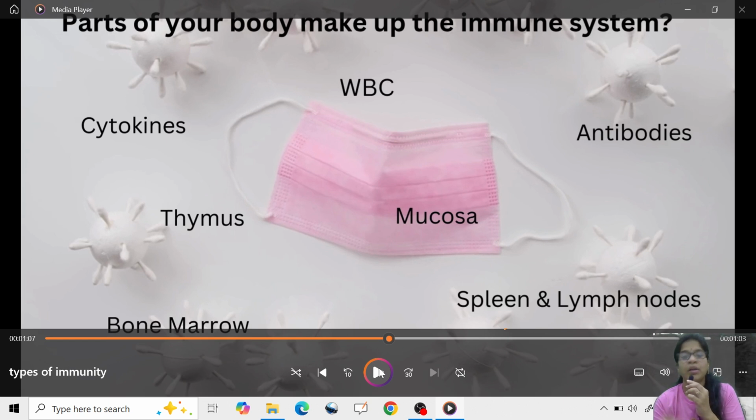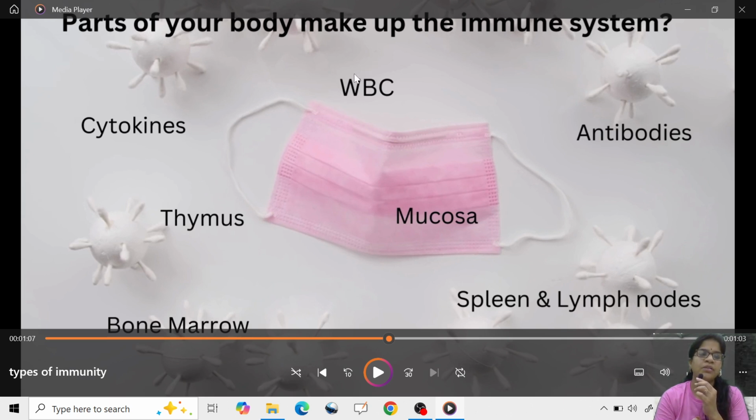If you go for the agranulocytes, you have either T lymphocytes or B lymphocytes, right? They are called lymphoid and myeloid lineage. That I will also cover in the coming class. So WBC plays the major role in your immune system.